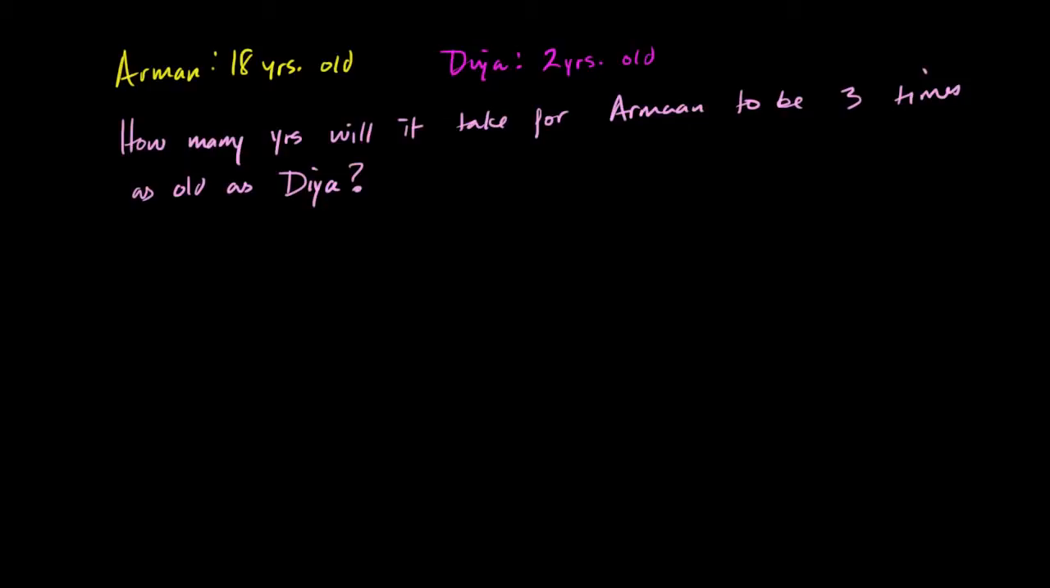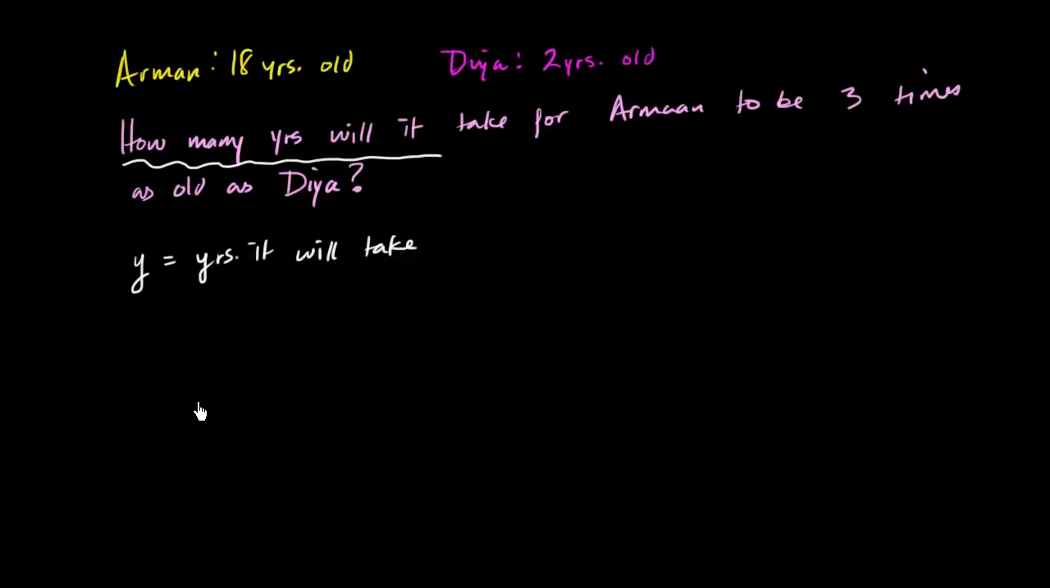So let's think about this a little bit. We're asking how many years will it take? That's what we don't know. That's what we're curious about. How many years will it take for Armand to be 3 times as old as Dia? So let's set some variable. Let's say y for years. Let's say y is equal to years it will take. So given that, can we now set up an equation, given this information, to figure out how many years it will take for Armand to be 3 times as old as Dia?